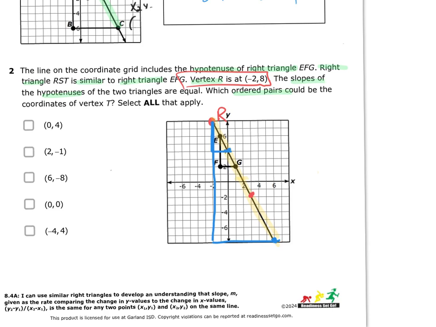So for this problem, we're going to check off (0, 4), and we're going to check off (6, -8). If this was a choice, we would also check it off, but it's not. And what I want you to know, when you see a problem like this, what you're really doing is you're saying, well, which points are on the line? Because if they're on the line, then I know they could be part of the hypotenuse of a similar right triangle. I know that they would give me a slope that's equal to the slope of the line that's already been given.